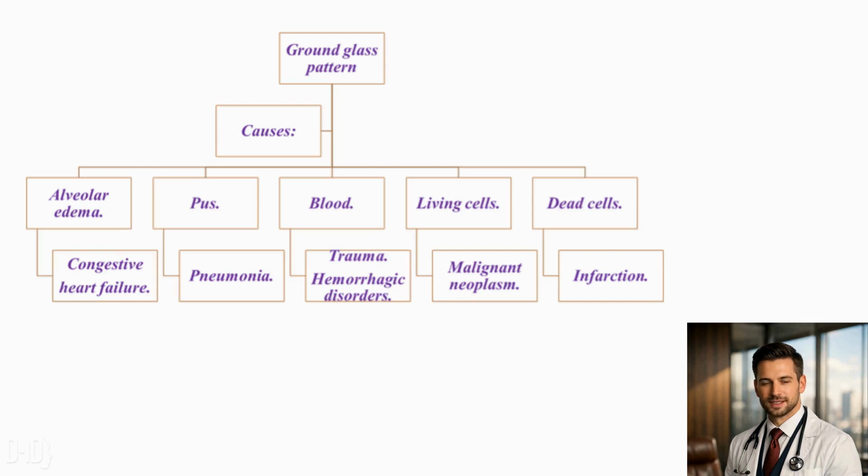In case of ground glass pattern, the causes could be alveolar edema as in congestive heart failure, pus as in pneumonia, blood as in trauma or hemorrhagic disorders, living cells as in malignant neoplasm, or finally dead cells due to infarction.